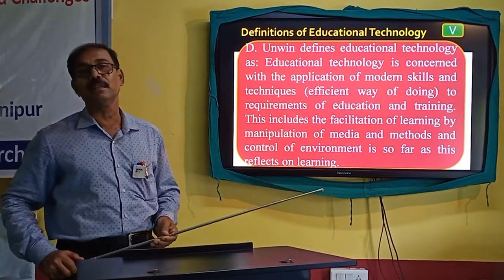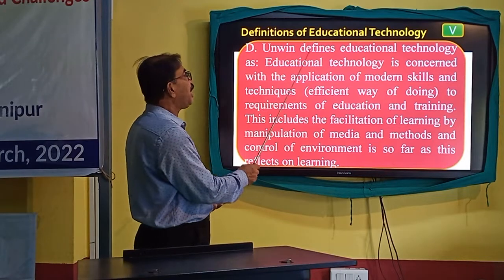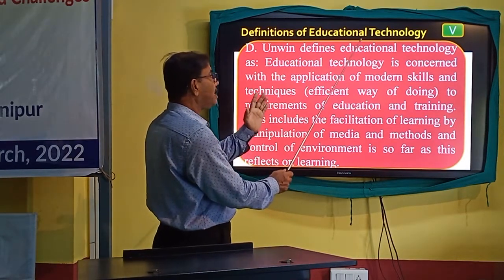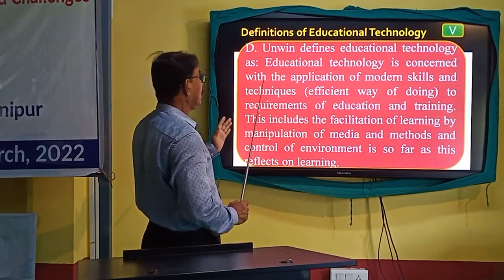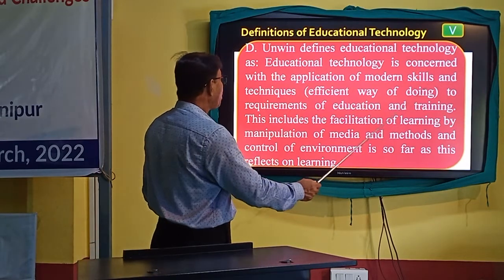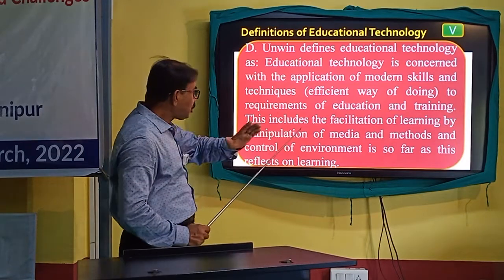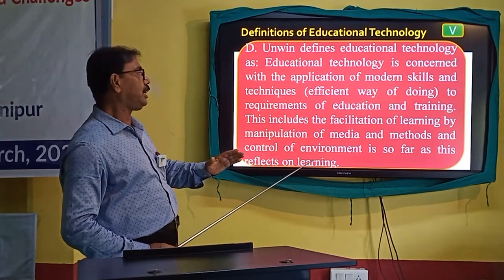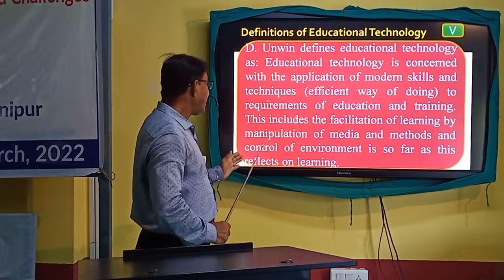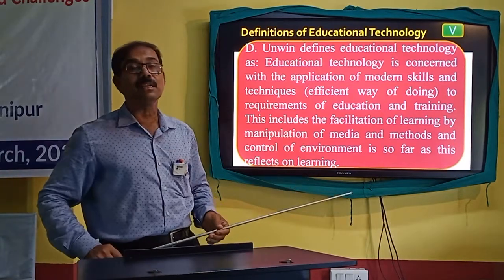in so far as this reflects on learning. Let me repeat. D. Unwin defines educational technology as being concerned with the application of modern skills and techniques to requirements of education and training. This includes the facilitation of learning by manipulation of media and methods and control of environment in so far as this reflects on learning.